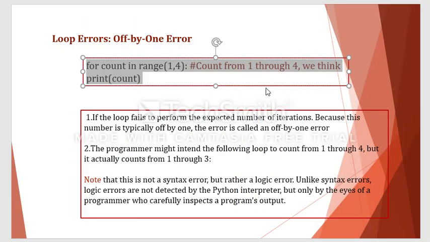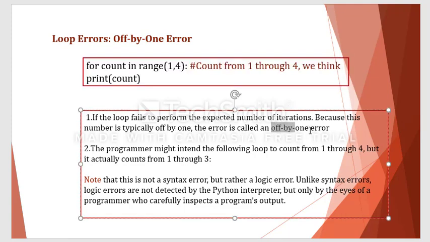Okay, so there is some explanation here. If the loop fails to perform the expected number of iterations, because the number is typically off by 1, that's why this error is called an off by 1 error. The programmer might intend the following loop to count from 1 through 4. He thinks 1, 2, 3, 4 will be printed, but only 1 to 3 is printed.